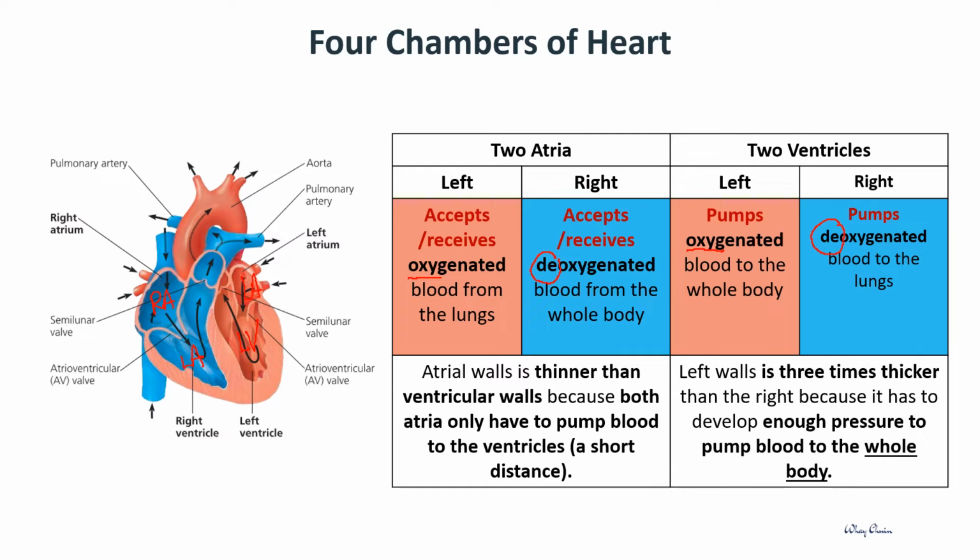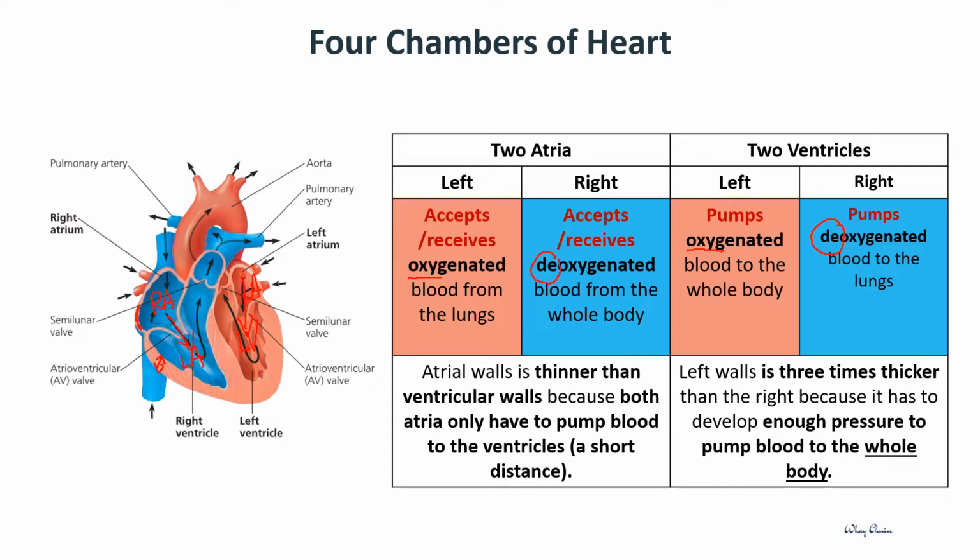And the two atria are the chambers that pump the blood into the ventricles, which does not involve a long distance. This is why the thickness of the atrial wall is not as thick as the ventricular wall, because they do not need to generate high blood pressure to pump the blood.